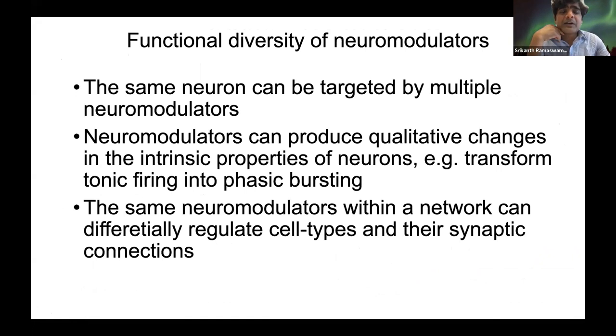So some conclusions here, on the functional diversity of neuromodulators. The same neuron can be targeted by multiple neuromodulators, and depending on the kind of neuromodulator and the receptor type that's targeted, the effects can be completely different. So neuromodulators can produce qualitative changes in the intrinsic properties of neurons. For example, transform a tonic firing neuron into a phasic bursting neuron. A tonic firing neuron could be a neuron that's firing action potentials at a very high frequency. And adding a certain neuromodulator could completely change the identity of this neuron, like change Dr. Jekyll to Mr. Hyde, convert a neuron that's tonically firing into a neuron that's phasically firing, so reduce the firing frequency of action potentials. And the same neuromodulators within the network can differentially regulate cell types and their synaptic connections. So depending on the cell type, again, the very same neuromodulator can have very, very different effects.